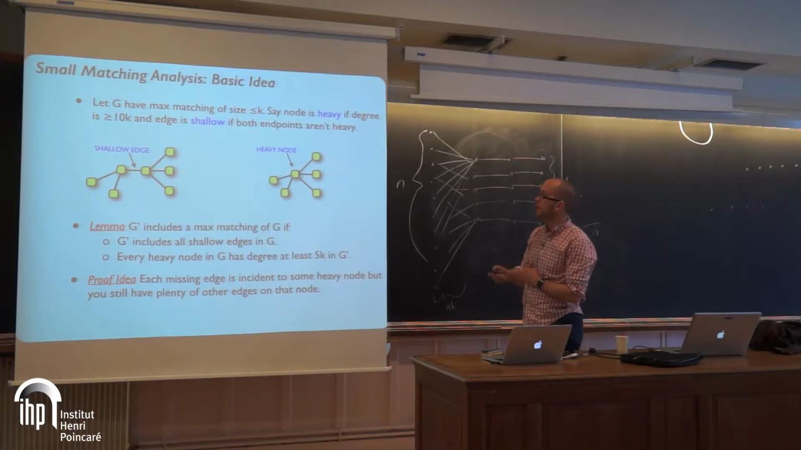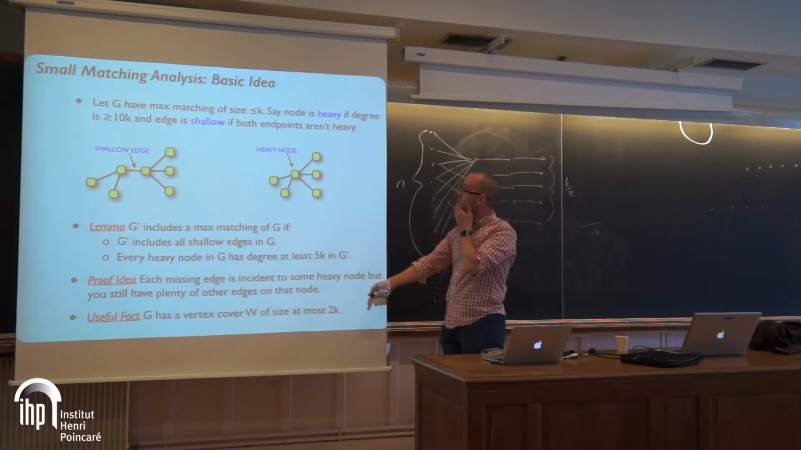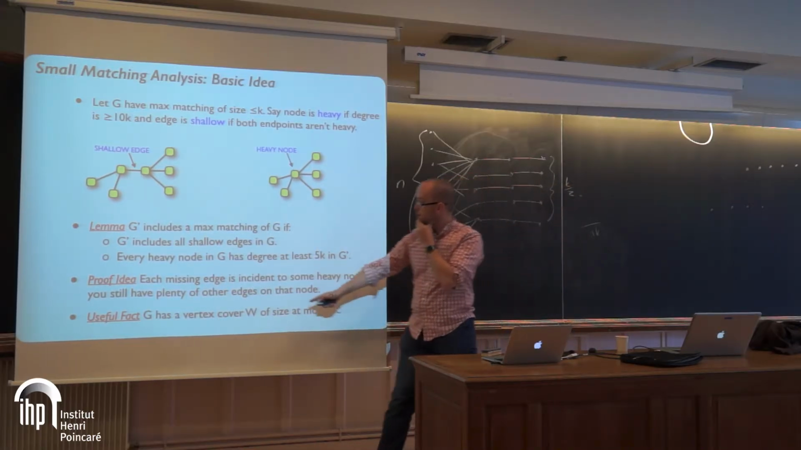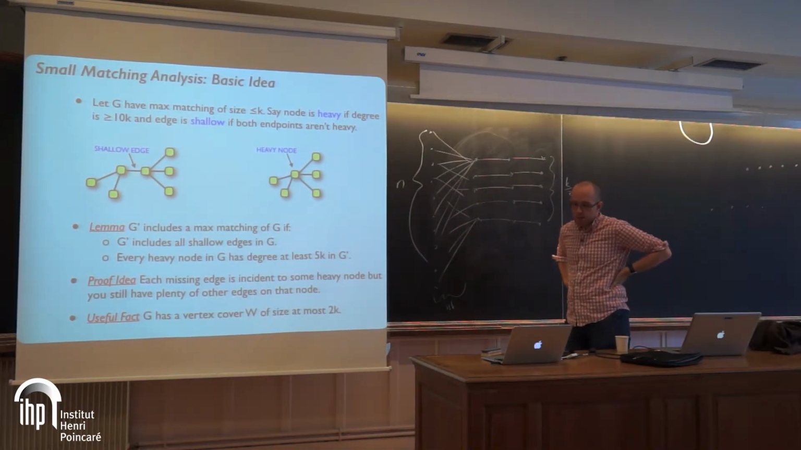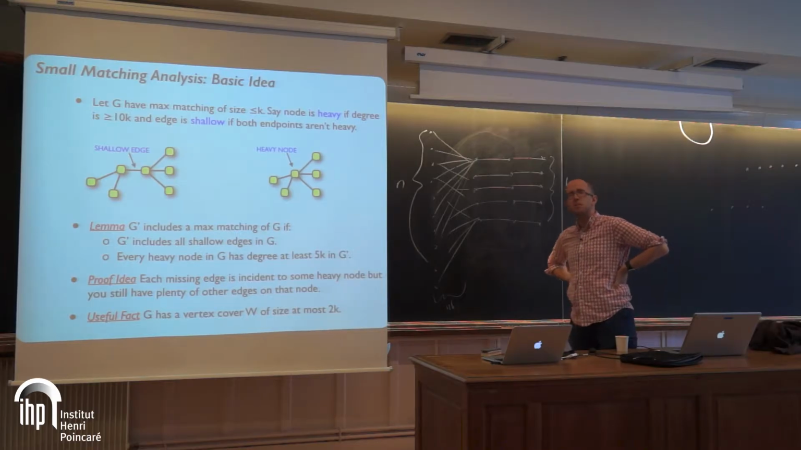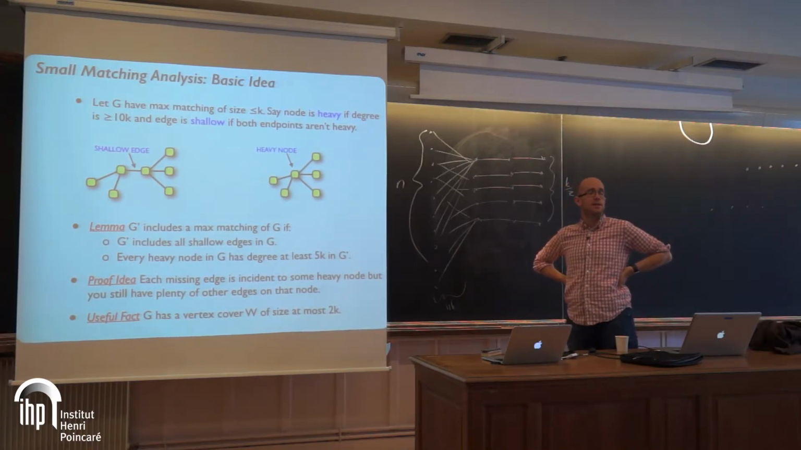So that every shallow edge is returned as a Snape sample with high probability if we do enough Snape samples, and every heavy node is still relatively heavy in the subsampled graph if we do enough Snape samples.